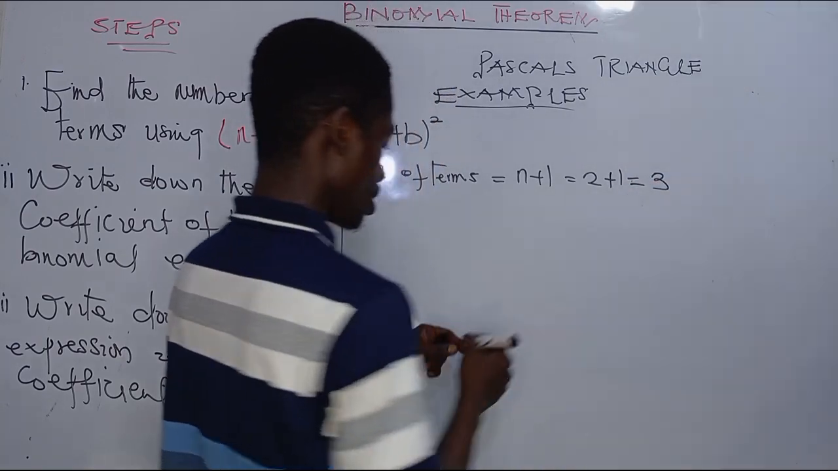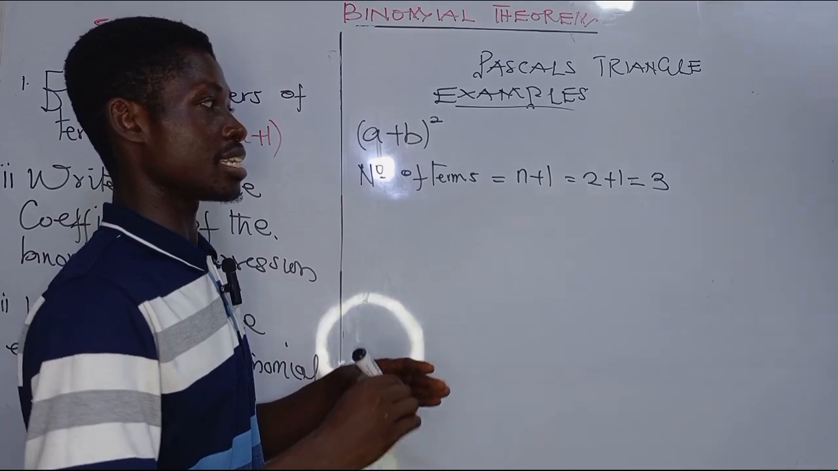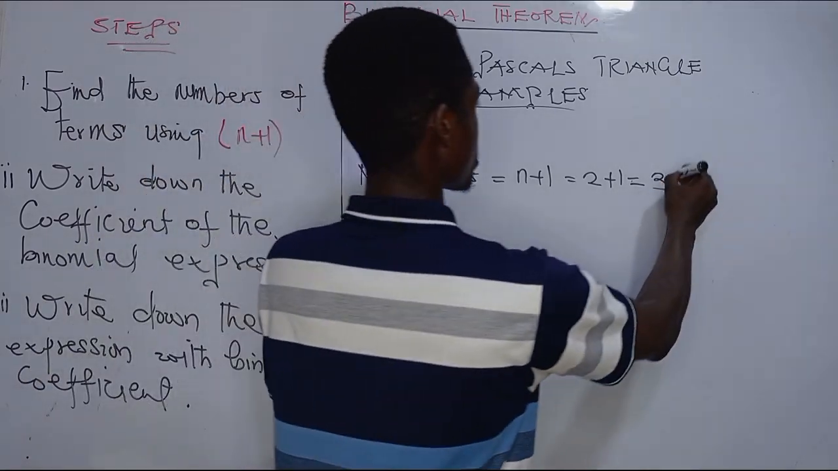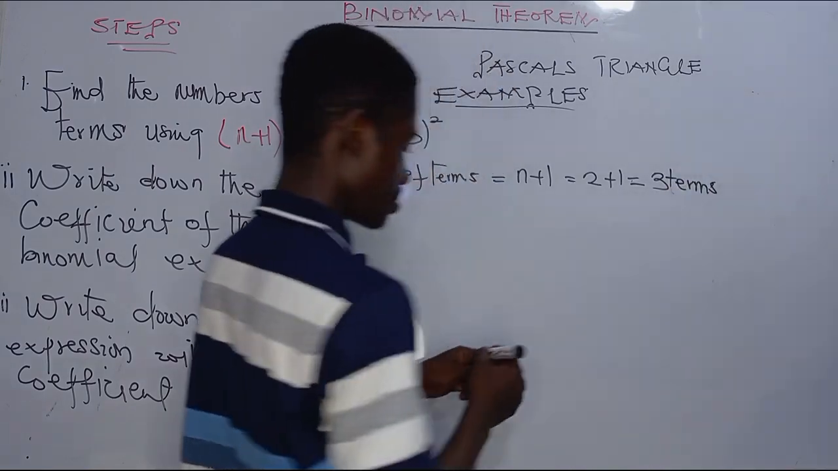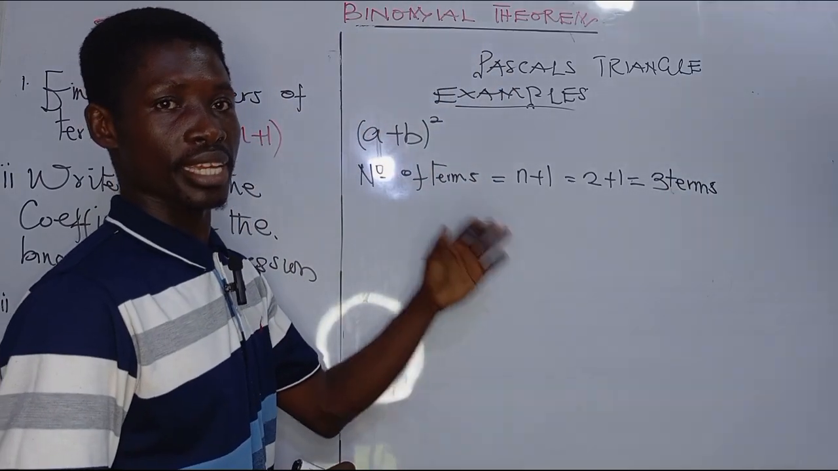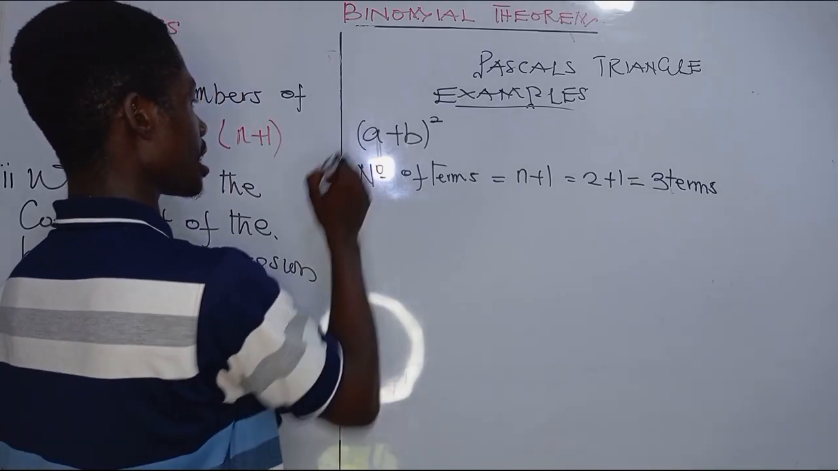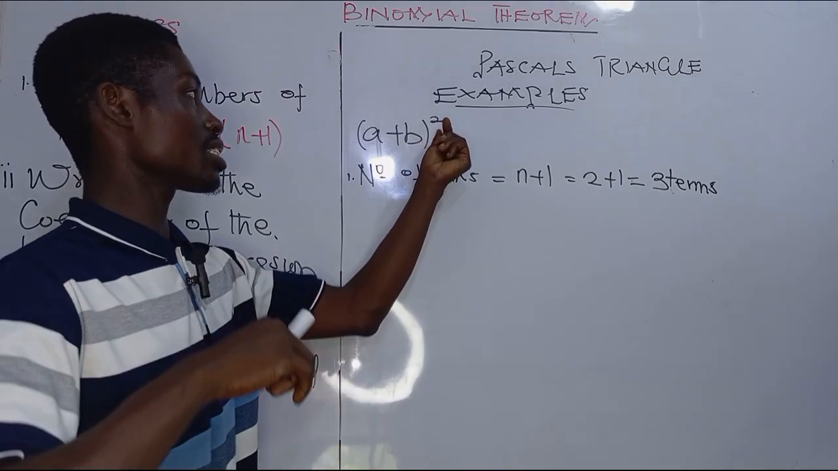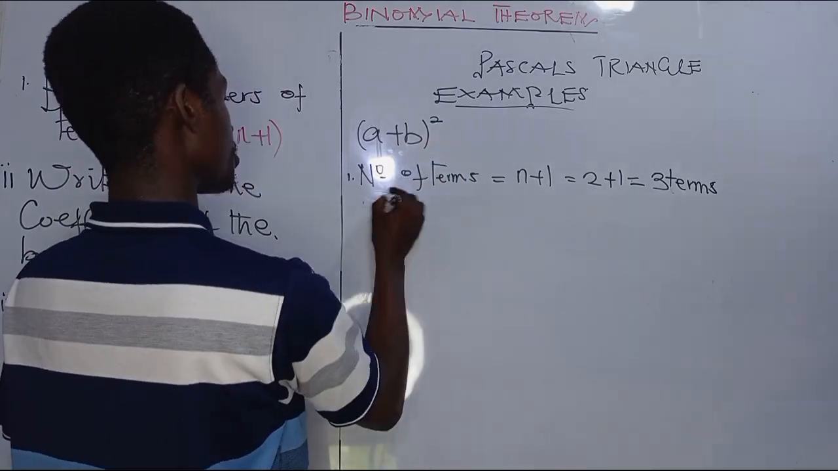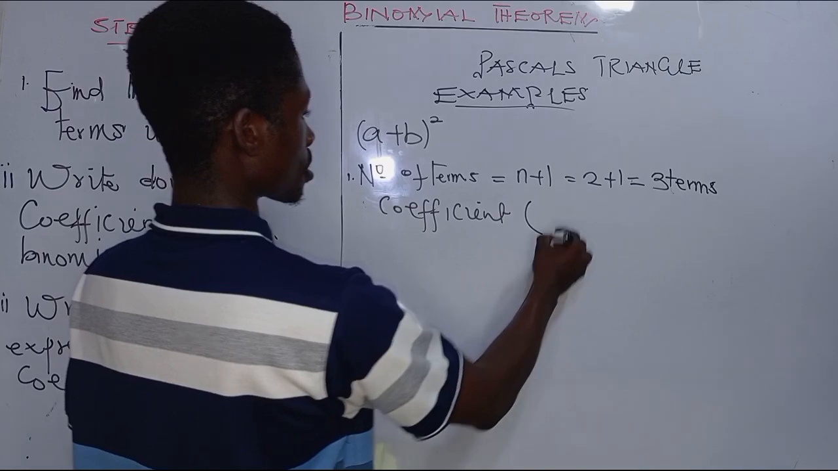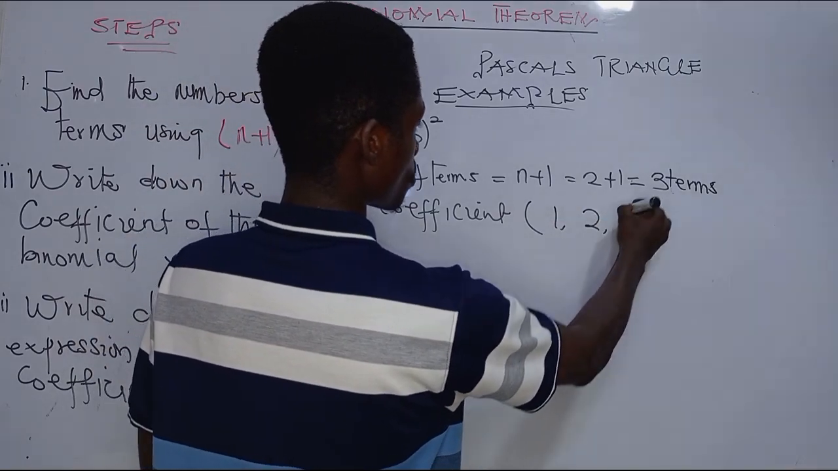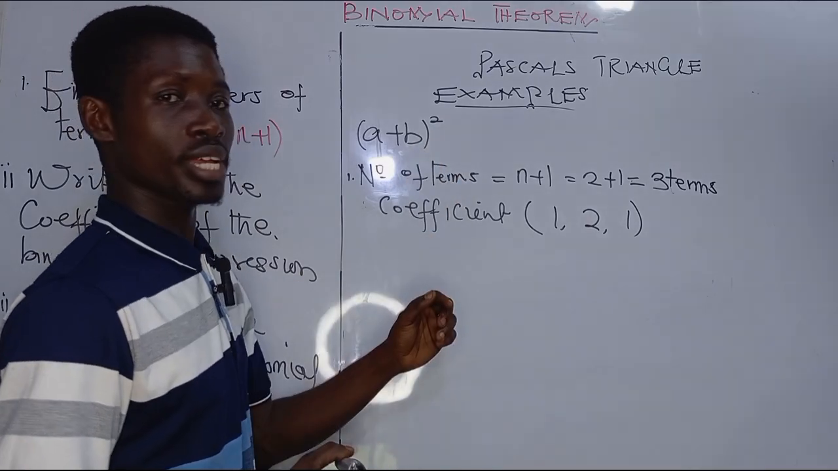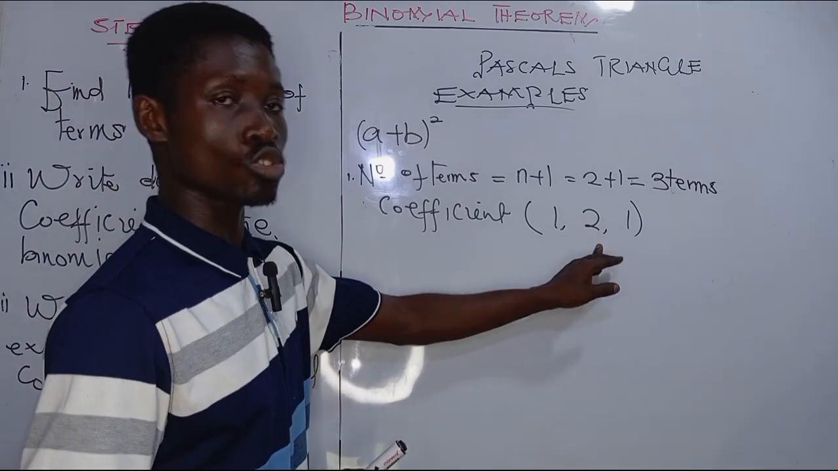3. So it means that after expansion and simplification, we should have how many terms? 3 terms. And then the second step is that we have to write the coefficients of the binomial expression with the power of 2. We have 1, 2, 1. So when you have a binomial expression with a power of 2, the coefficients are 1, 2, 1.